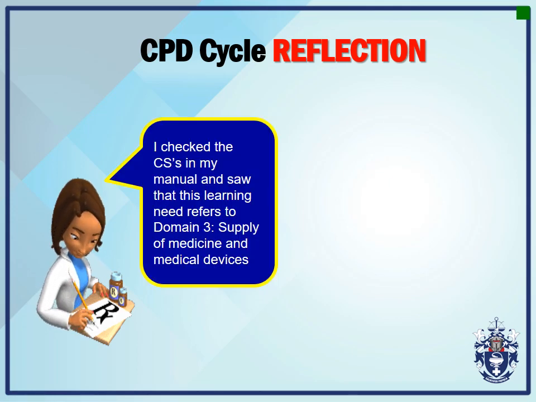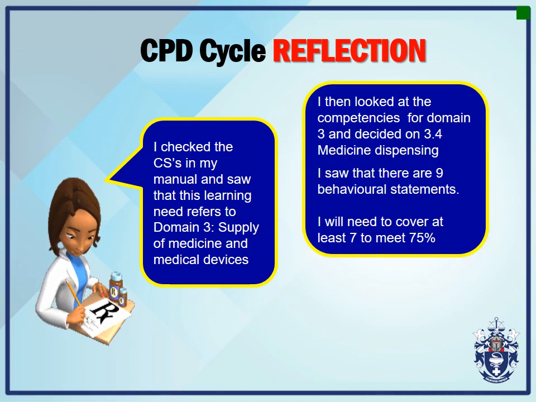So your first step would be to check the competency standards in your manual to see which of the learning needs, which of the domains, and which of the behavioral statements align to what you are trying to achieve in terms of your learning need. Now you've identified Domain 3, which talks about supply of medicine and medical devices. When you interrogate that particular domain, competency standard and the behavioral statements, you looked at the competencies for Domain 3 and decided that 3.4 Medicine Dispensing would be ideally suited for this type of learning need.